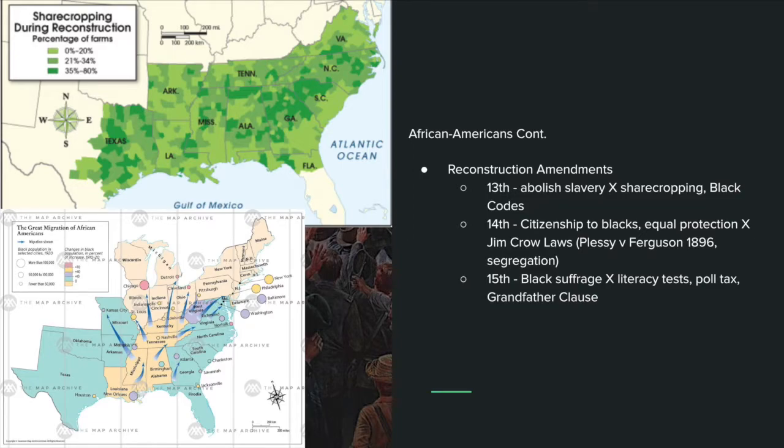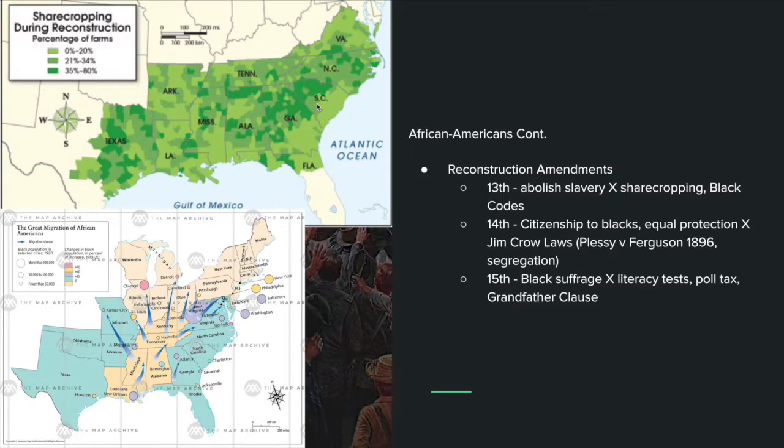Now this is going to be ignored again because of Jim Crow laws, which we'll get to with Plessy versus Ferguson. That's next unit, but just know that it's going to get ignored in the South with segregation and things like that. We have the 15th, which is black suffrage, what the female suffragettes are so upset about, okay? This gives blacks the right to vote.